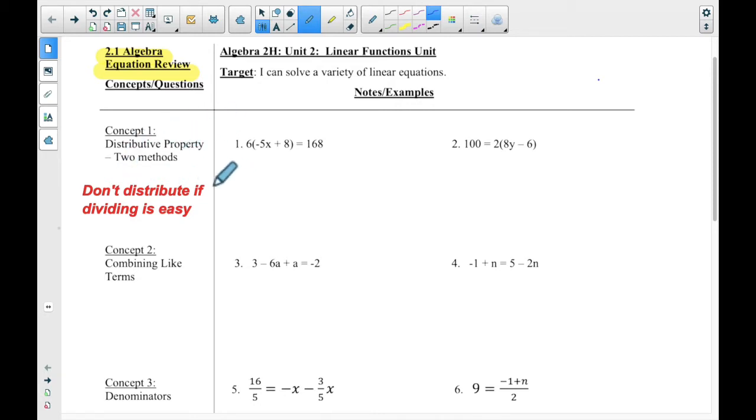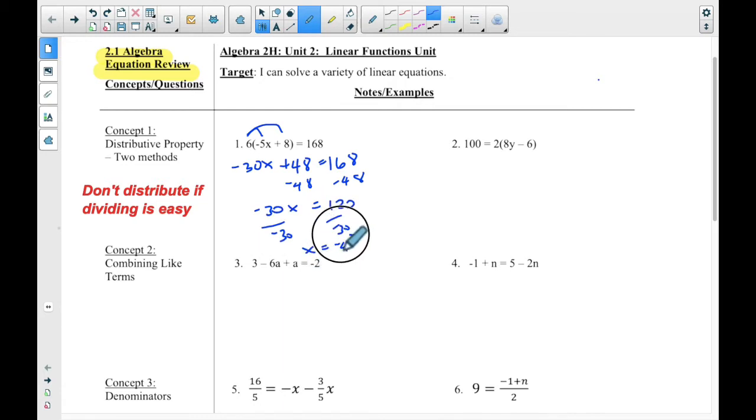There are two methods for the distributive property. Most people know the first method, and that is you distribute and you multiply them out. And so if I do that here, I'm going to get negative 30x plus 48 is equal to 168. Now I just want to solve my equation. I'm going to subtract 48 from both sides, and that gives me negative 30x equals 120. I divide by negative 30, and I get x equals negative 4. That is what most of us do for distribution, and that works. There's nothing wrong with that.